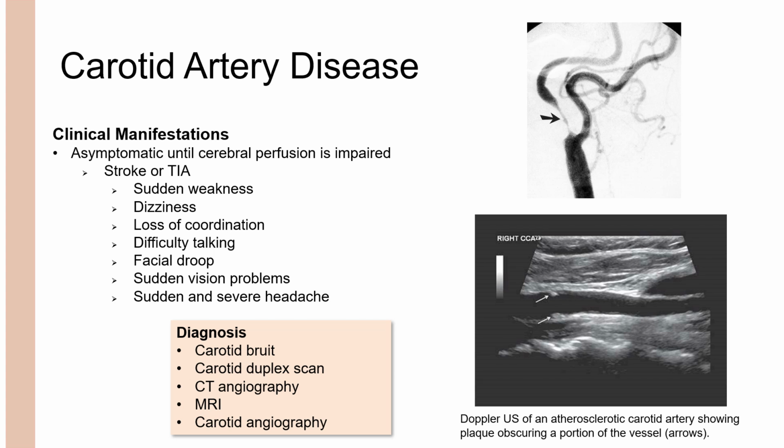We can do a carotid duplex scan, which is an ultrasound of that vessel, so that you can see in this picture, you can see atherosclerotic plaques there. MRI and a carotid angiography. So angiography, remember, anytime you see that word, it involves an injection of a dye to light up vessels.